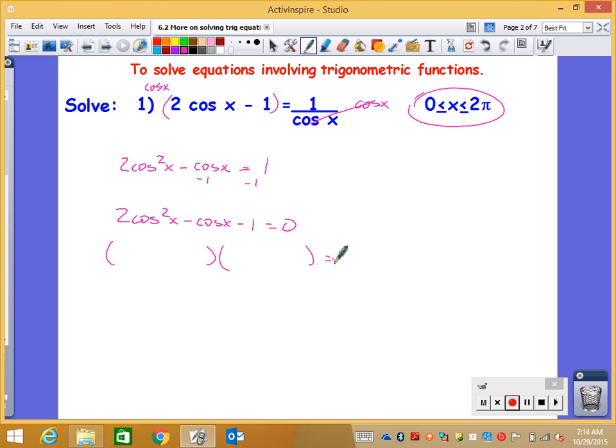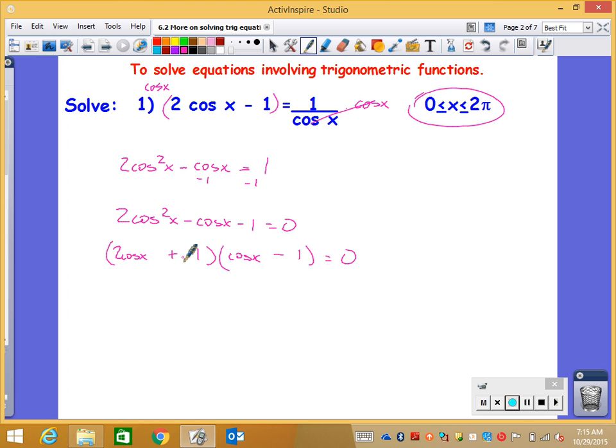I know on the end I'm going to equal 0. I'm going to have a 2 cosine x and a cosine x. Now whatever goes in the second spots for both has to multiply to 1, so I only have one choice, 1 and 1. One of them has to be positive, one has to be negative. Turns out that it's a plus 1 and then minus 1.